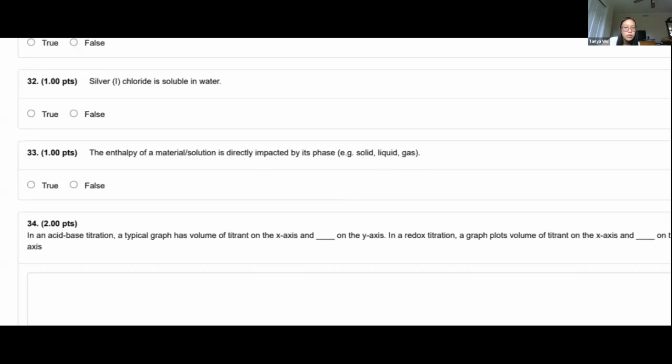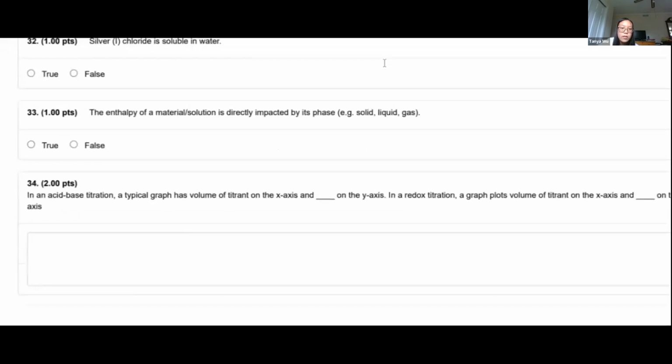Okay, so for this one, you just look at the solubility table that is in the slides. You go to Ag and Cl, and you can see the table says that it's insoluble. So it is not soluble. Other than that, you'd have to memorize it.